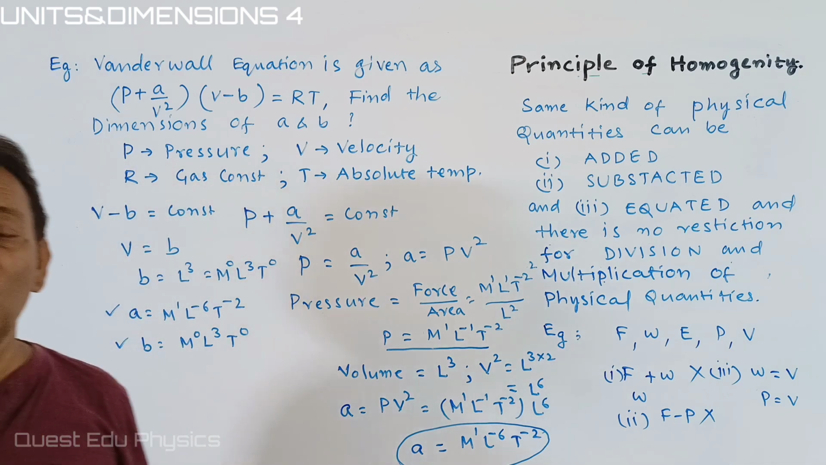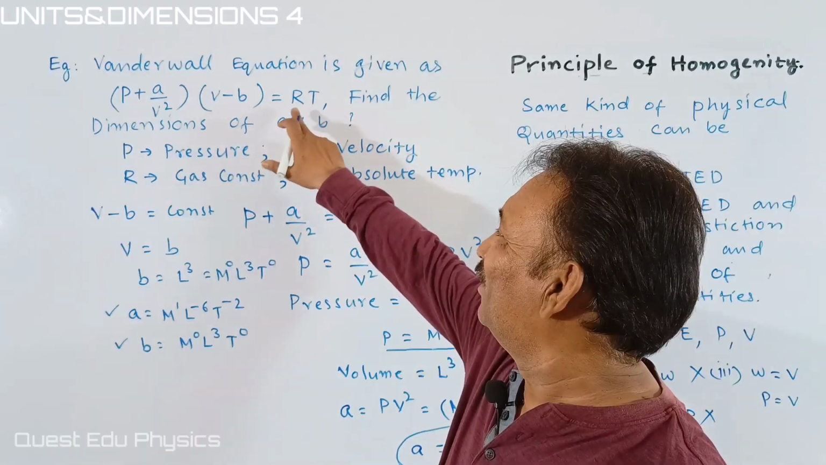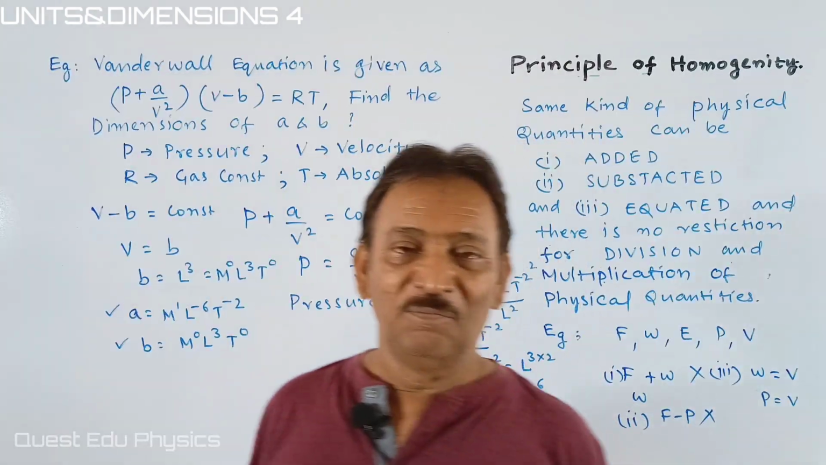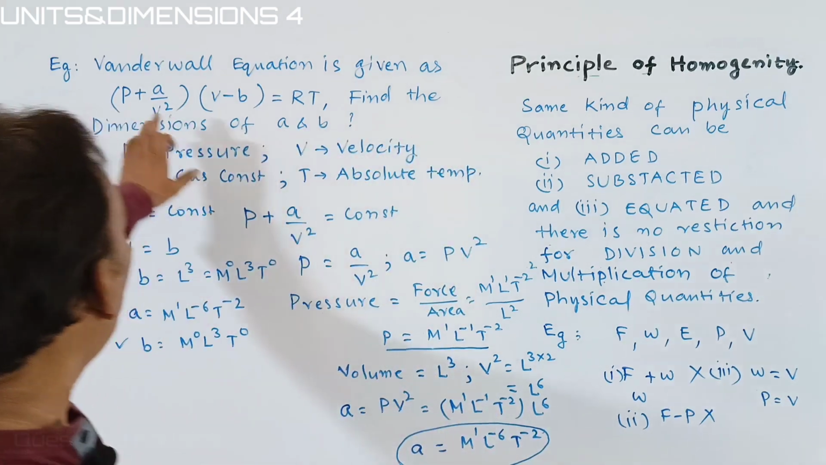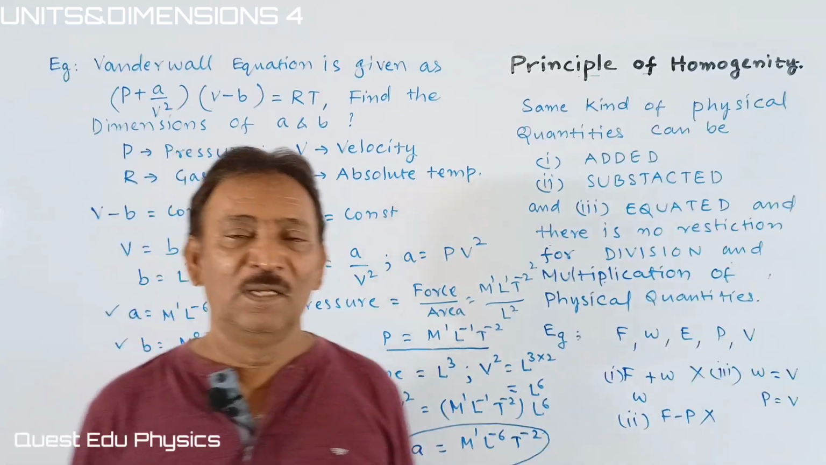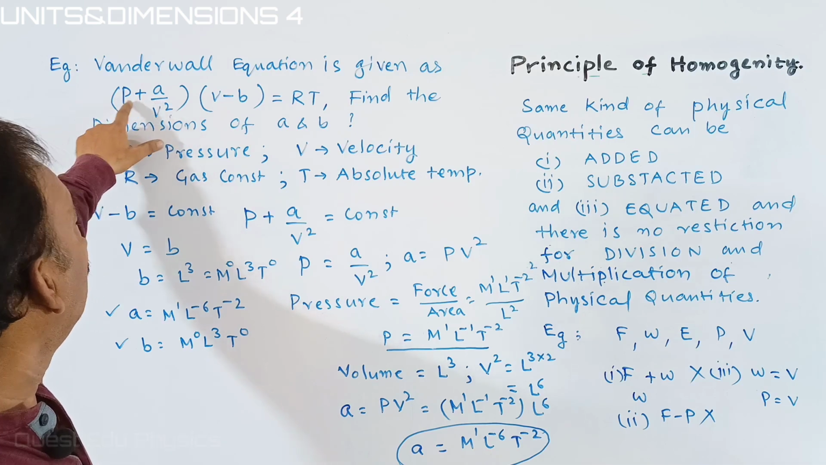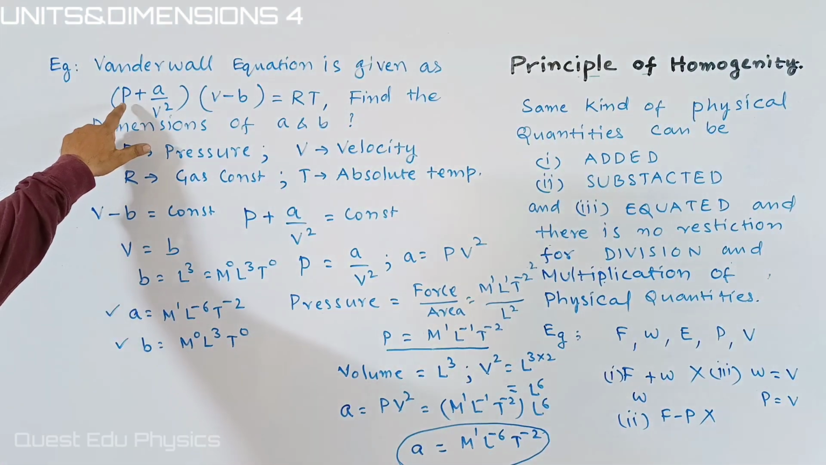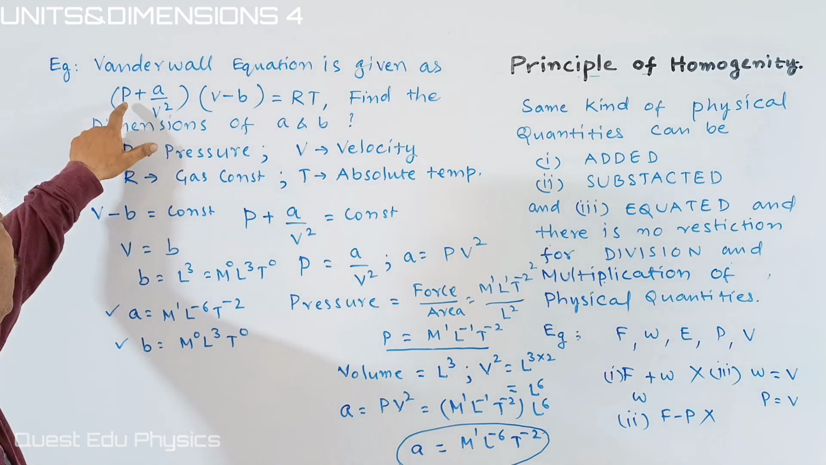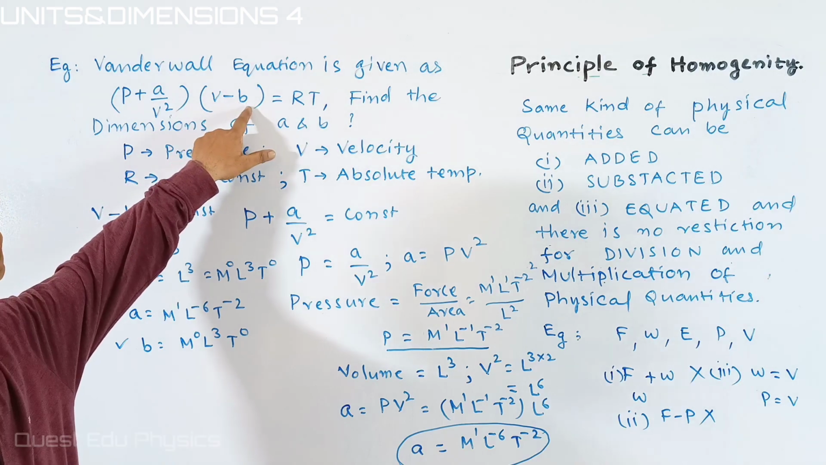This is the principle of homogeneity, students. I hope you understand. There is no need to use R and T in this equation. We are not equating them at all, and without equating we found the values of A as well as B. It is the beauty of the principle of homogeneity, students. It tells us that only the same physical quantities can be added. Immediately after seeing this equation, you understand that A by V squared has the same dimensions as pressure. In the same way, B has the same dimensions as V, so it can be subtracted.